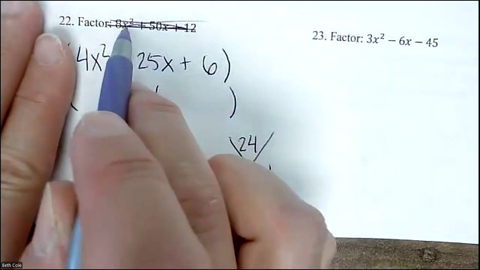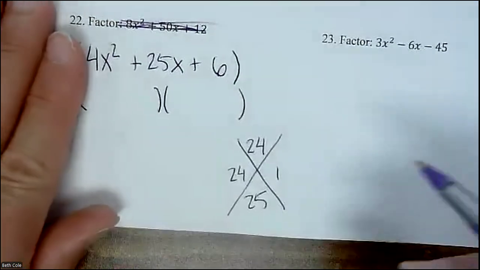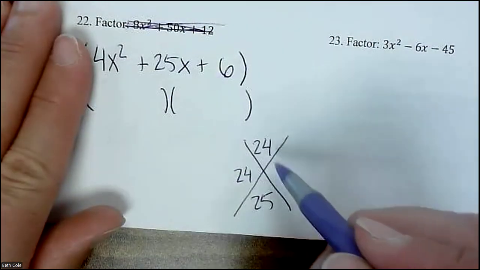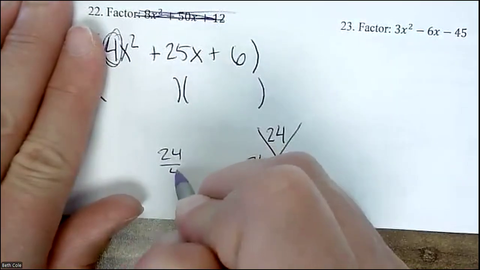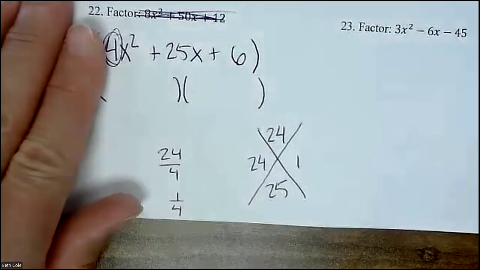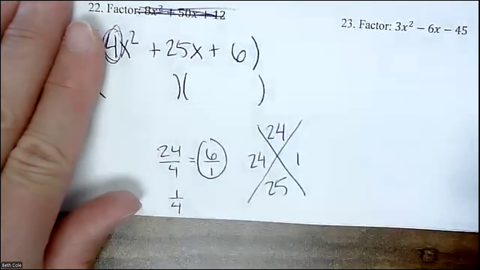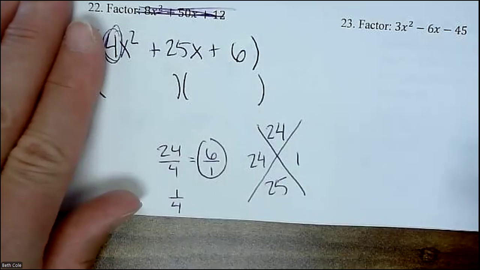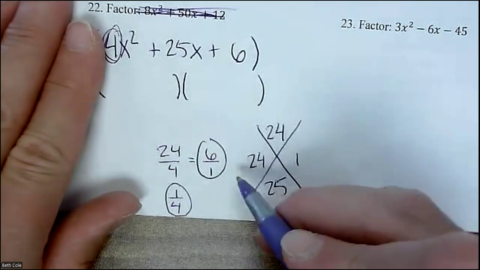Now, do you guys see how I scribbled this out? And do you see how I'm covering this up with my hand? So you can focus on the right part. You're going to take both of these numbers and divide by 4. So that'll be 6 over 1. And then this one stays the same. So it'll be x plus 6.